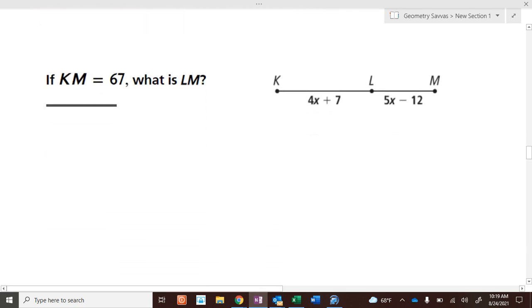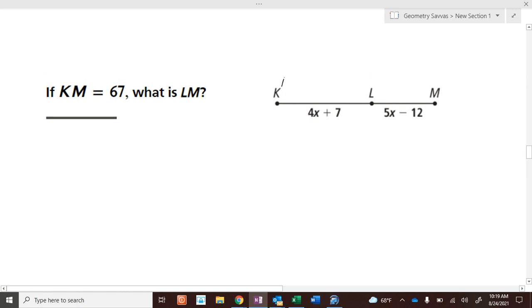Okay. Segment addition postulate. KM is 67. This whole thing is 67. How do I figure out what LM is? Well, if that whole thing is 67, how should I set up my equation? What equation would you set up if we know this whole thing is 67, Micah Nelson? Maybe you would divide? We want to divide. Okay, segment addition postulate. We want to add some things up here. What parts are we going to add up, Cambry?